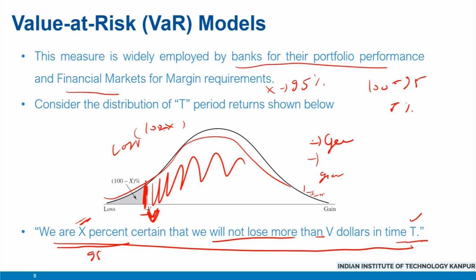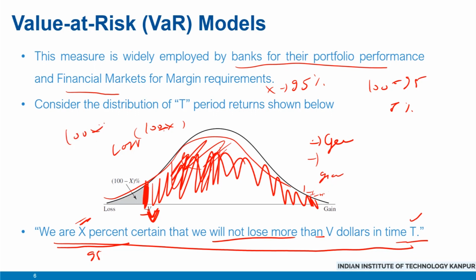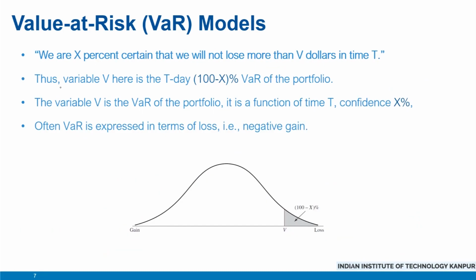95% of the time in time T. T is the time period under consideration, which also means this is the area under the curve, which is 95%. So there is a 95% chance that we will not lose more than this value. And what is this V? This is the 100 minus X percentile on this distribution. So we are essentially making a critical statement that we are X% certain that we will not lose more than V dollars in time T, a period of T.